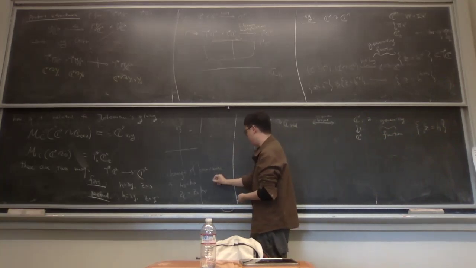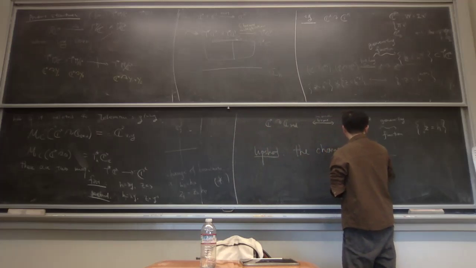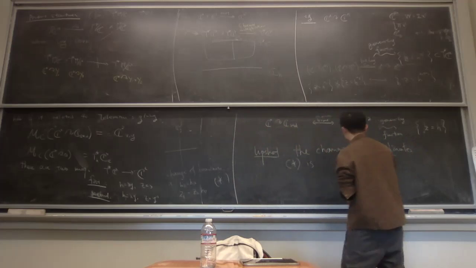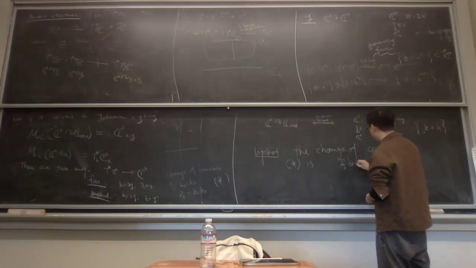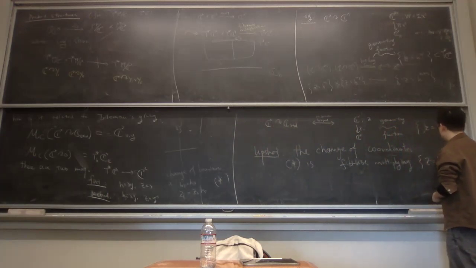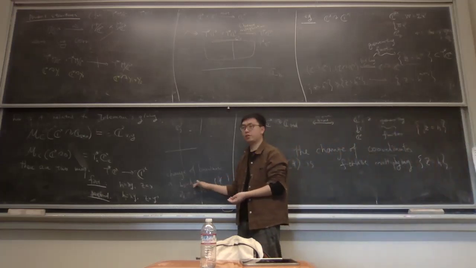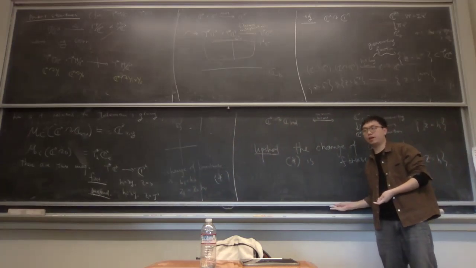So the upshot is that the change of coordinate is fiberwise multiplying this Lagrangian. By fiberwise multiplying, I mean you fix the h, but in the fiber coordinate you multiply the z. That's exactly the change of coordinate. You do not change the x, but for the z you multiply it with h.